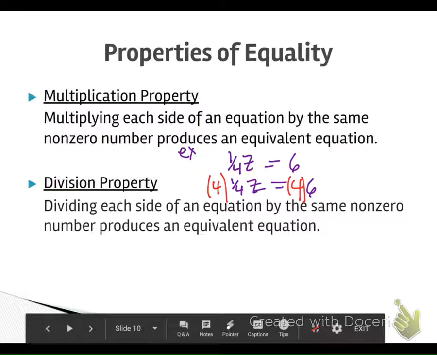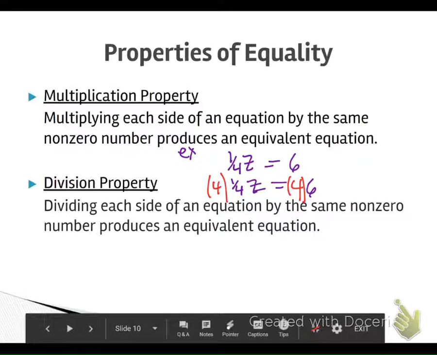We'd have to divide by that 4. If we divide by 4 over here, 4 divided by 4 is 1, right? So it's the same equivalent equation. So if you multiply on both sides, that means same thing on both sides. It produces an equivalent equation. And you see once again that the division property, dividing each side of an equation by the same non-zero number produces an equivalent equation.